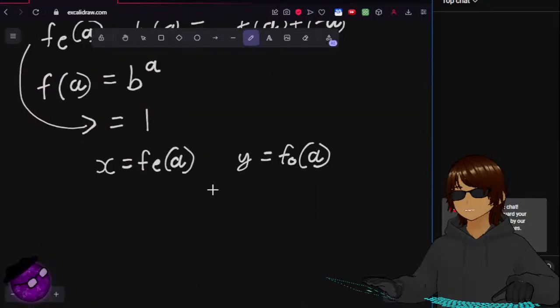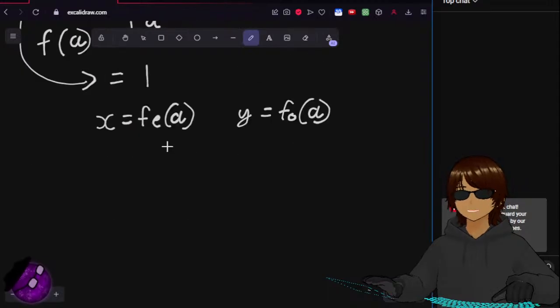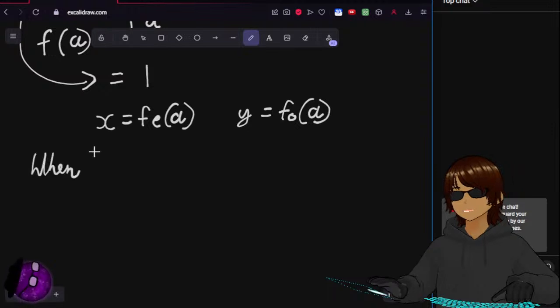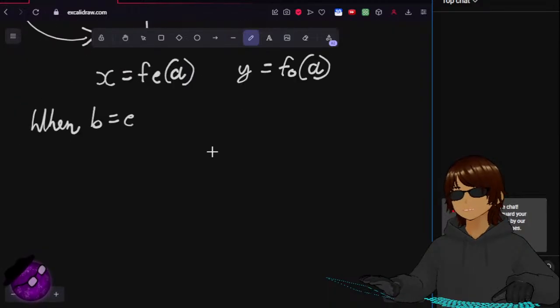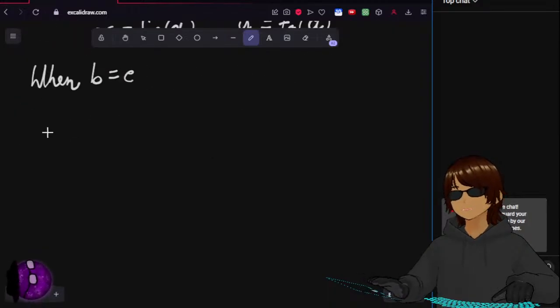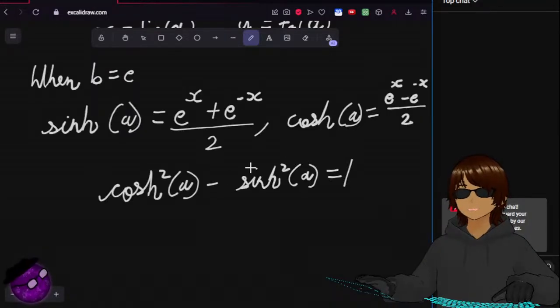So now the trigonometric hyperbolic function is when b is equal to e, and that makes derivating easier. Basically, this will always be 1.